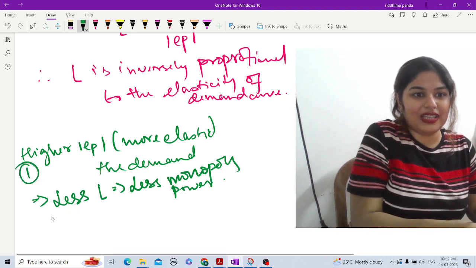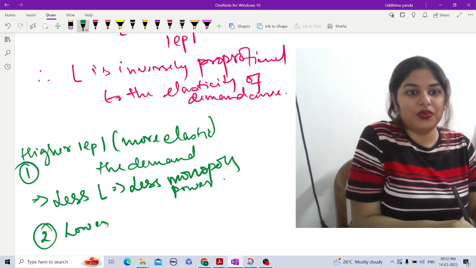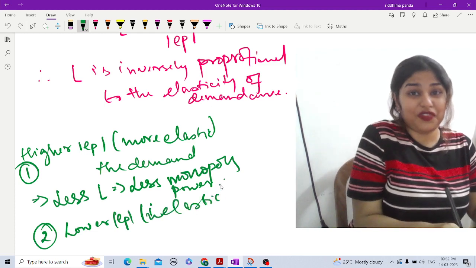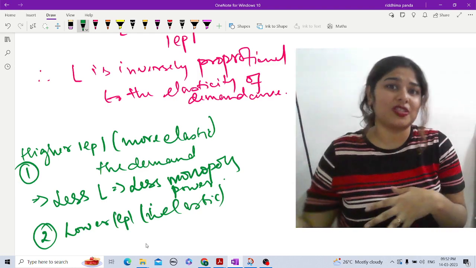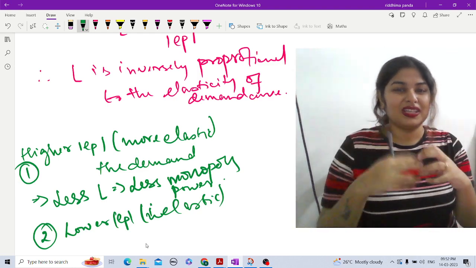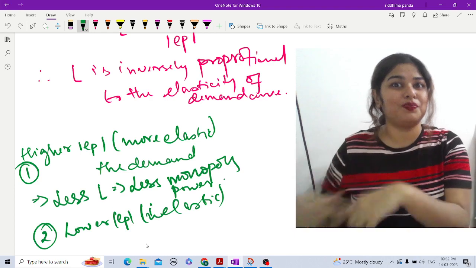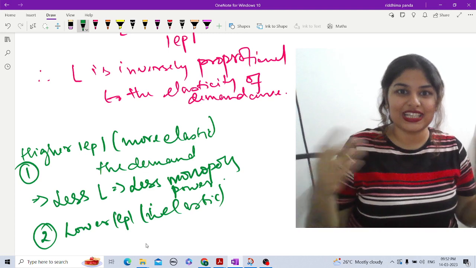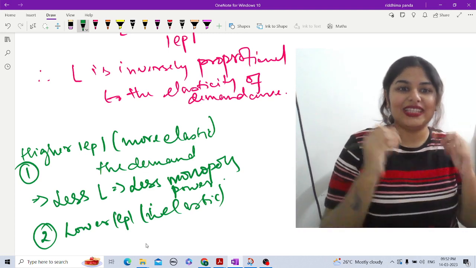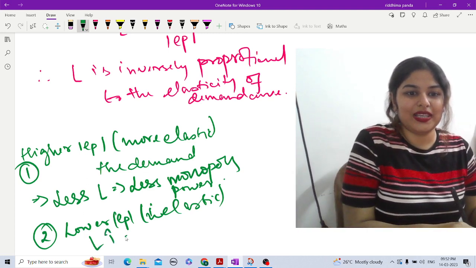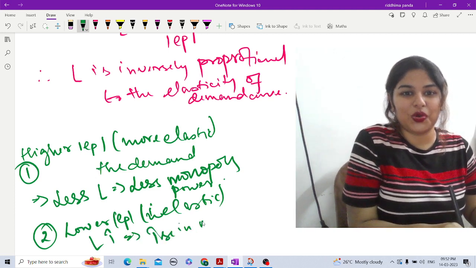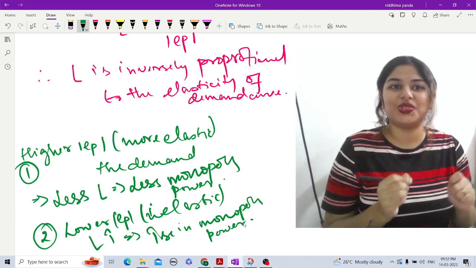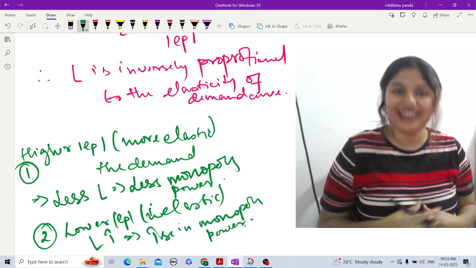And a lower value of EP, that is inelastic, means few to no substitutes are available. That means gaining monopoly power, becoming the only seller without any substitutes, that is the perfectly inelastic condition, pure monopoly. In that condition, L will increase, that is, monopoly power increases. So this is the relation between Lerner's Index and elasticity.